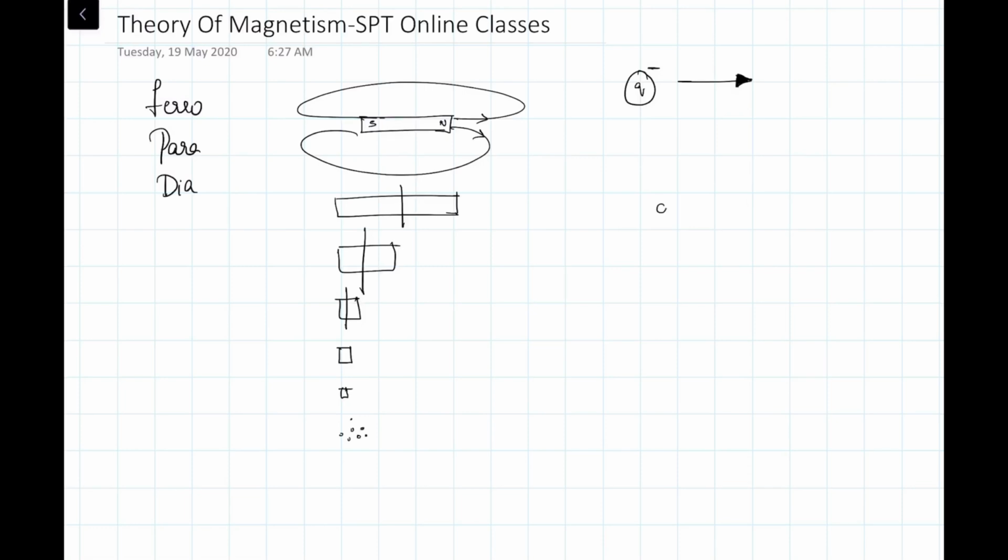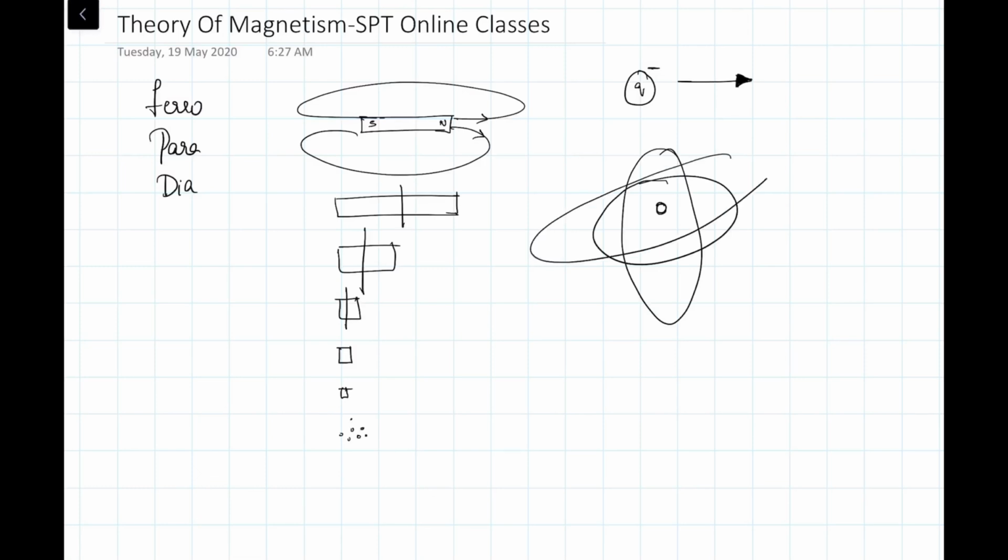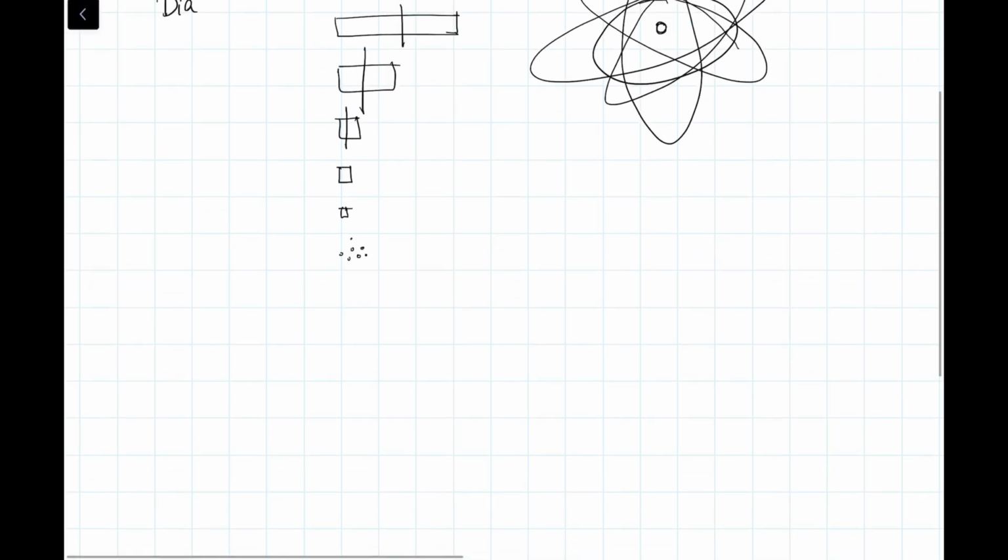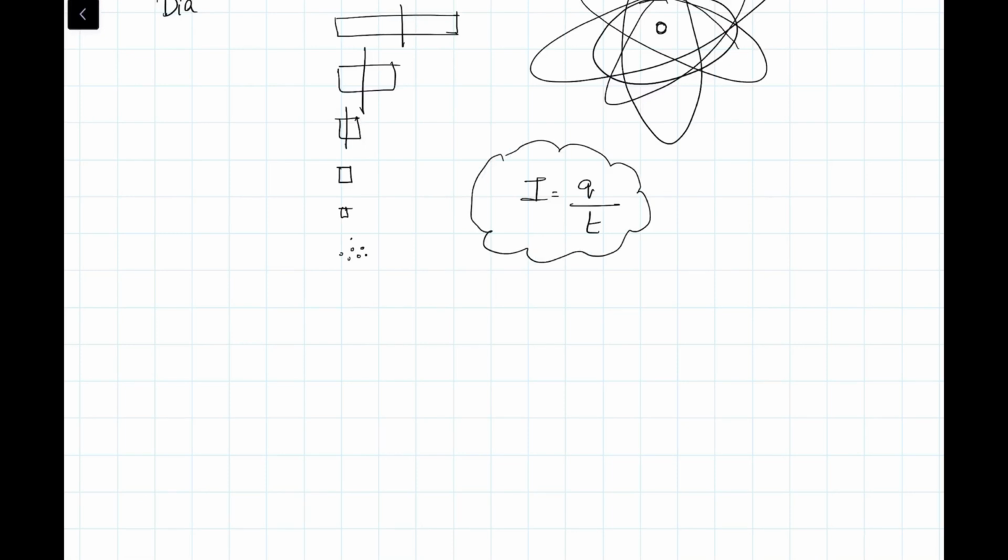An atom consists of a nucleus and electrons whizzing around the nucleus like anything, and we know that due to the flow of electrons there will be current. Since electrons are revolving around the nucleus at a very fast rate, there should be electric current, correct? So electric current is equal to charge flown by time. We know that I is equal to Q by T is the formula.